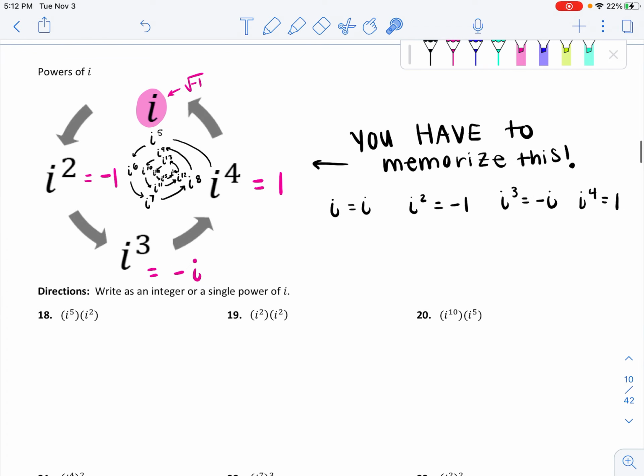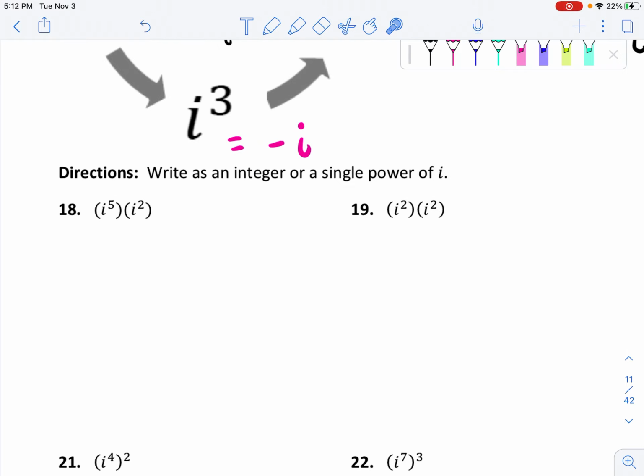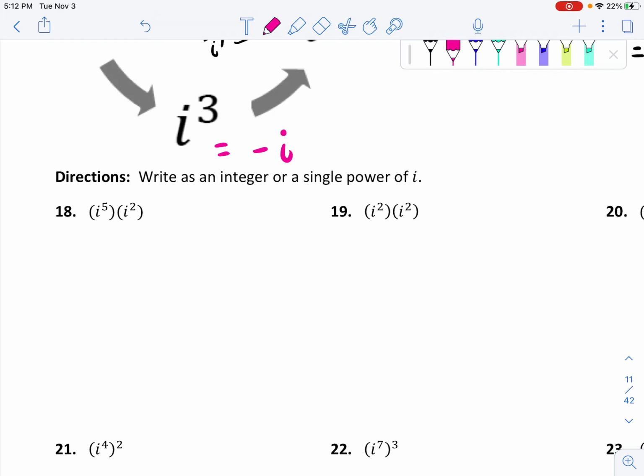So memorize that diagram, or you can memorize it like this. i is just i, i squared is negative 1, i cubed is negative i, i to the 4th is 1. And then it keeps going. So i to the 5th would be i, i to the 6th would be negative 1, i to the 7th would be negative i, i to the 8th would be 1, and so on. So this says write as an integer or a single power of i. So either your answer is going to be a single power of i, or it's going to be just a nice number.